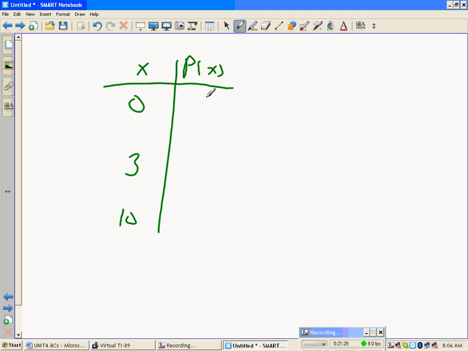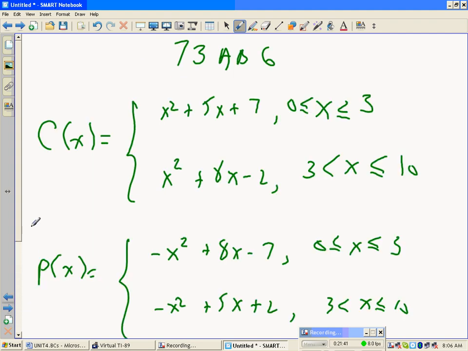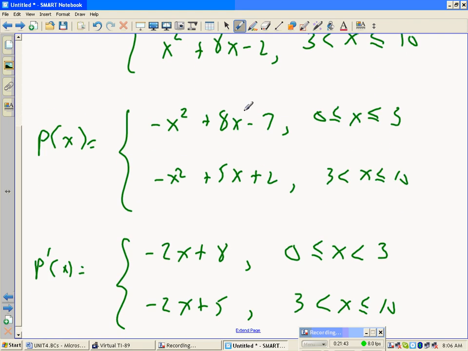I'm trying to maximize P. So I'm trying to find an absolute max for P, just like last time. We did the same thing for A, for the area. All right, so let's plug that in. Now, we're going to plug in 0, 3, and 10. Okay, let's go back to our P. If I plug in 0 here, what do you get?